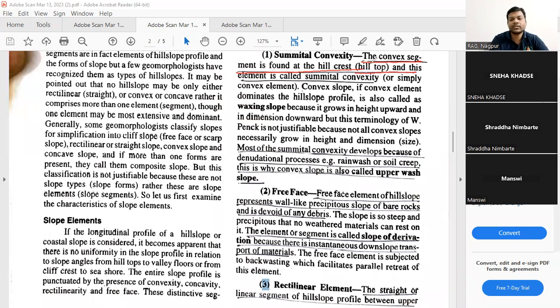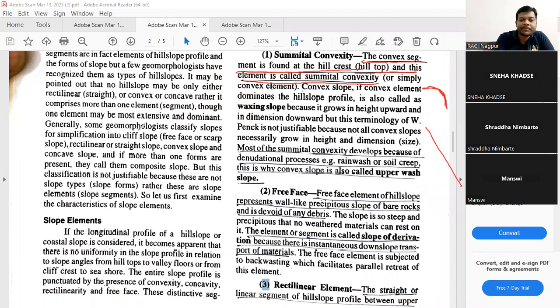Okay, hill crest or the top, and this element is called summital convexity. Like this. You try to draw any ideal slope. Even if you don't know about this, you will draw that there is always a convexity at the top. You will draw a slope like this only. You won't draw a slope like this.